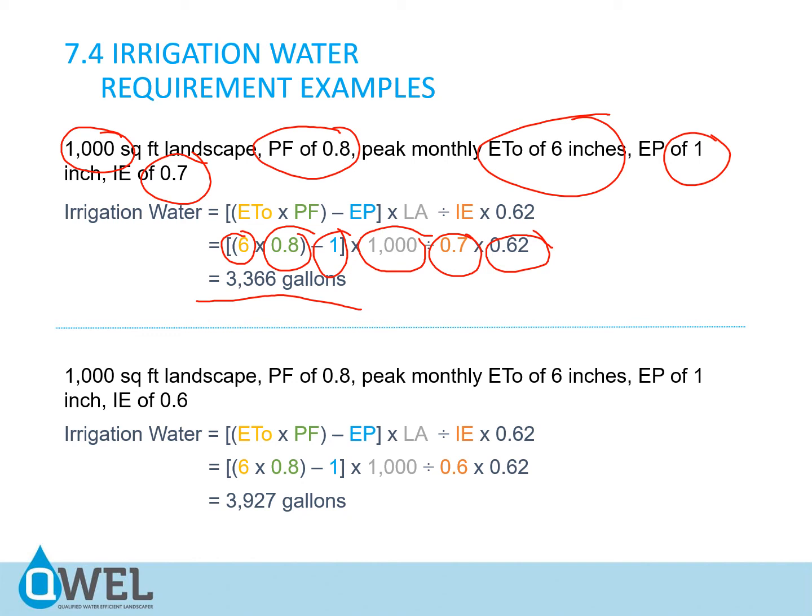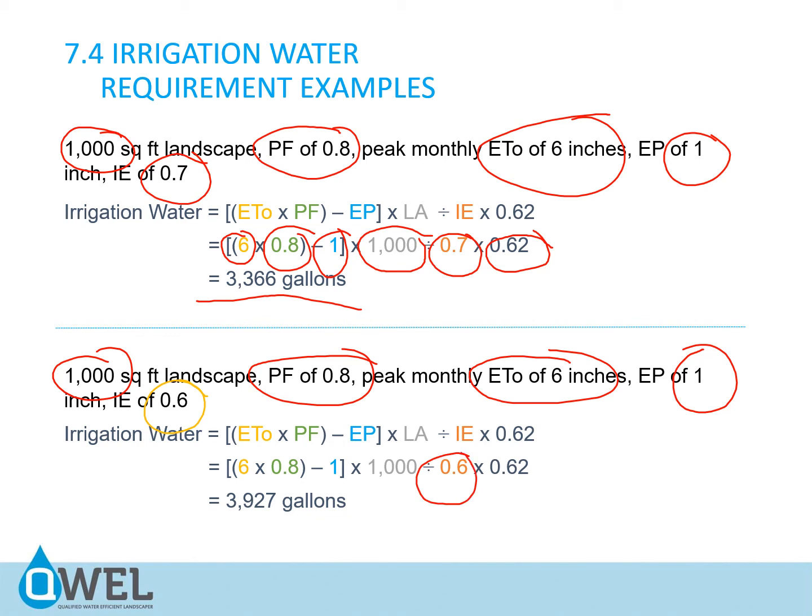So now we're going to change that up a little bit more. The next example down here is basically the same exact situation. It's still 1,000 square feet, still a plant factor of 0.8, still an ETO of 6 inches and effective precipitation of 1 inch. What has changed in this particular equation is the irrigation efficiency is 0.6, so it's 60%. It's not quite as efficient as the top example, and we will walk through and see what effect that has. Same equation, only the difference is that we'll be dividing by 0.6 instead.